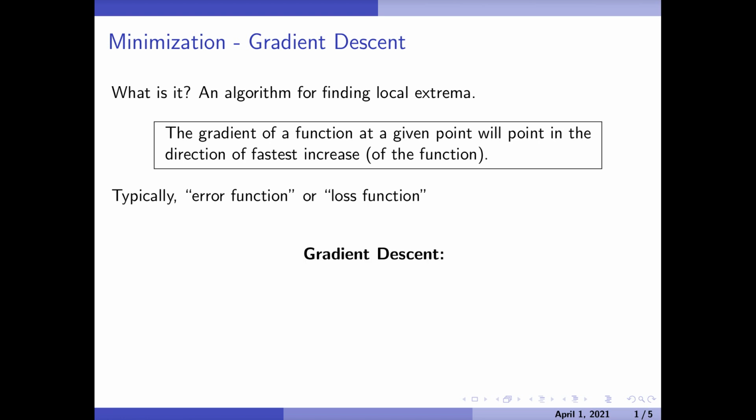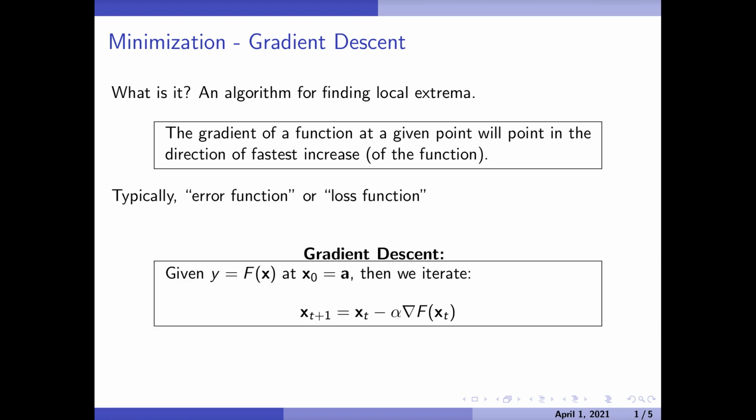Okay, so gradient descent as an algorithm, given y equals f of x, notice, by the way, that this is a multi-dimensional domain, but the range is one-dimensional. You have to have real values for this. By the way, you can optimize in the complex plane, but for us, we'll stay in the reals.